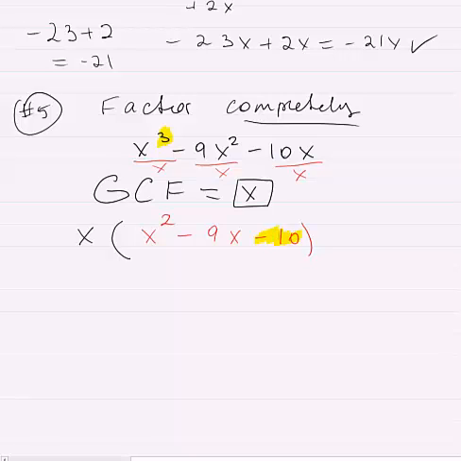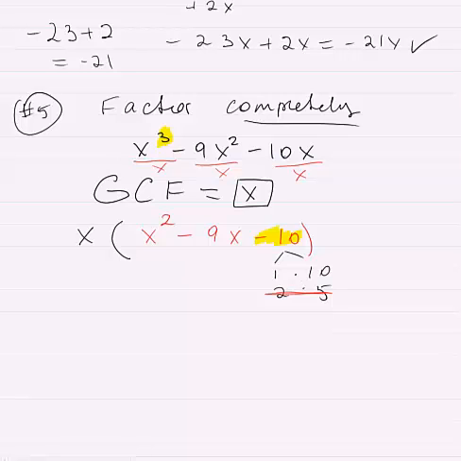In this case, it's a negative 10. You look at the numbers and you see, okay, to get a 10, I can use 1 and a 10. I can use 2 and a 5. Now, I need to have a 9. I will not be able to get a 9 out of the numbers 2 and a 5. So 1 and a 10 is what I'm going to be using.